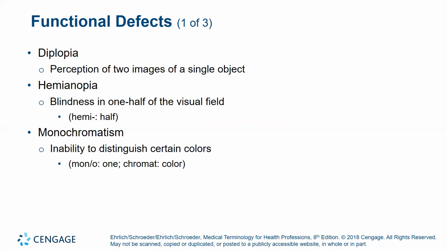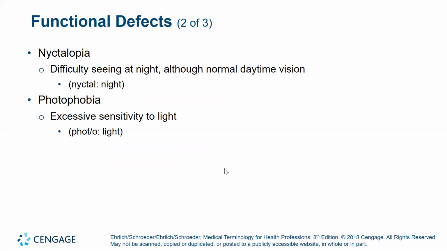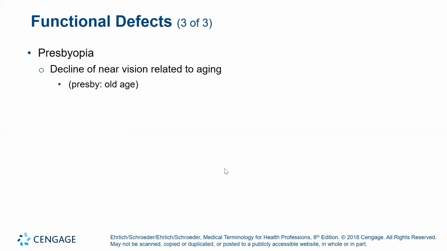Next, we have hemianopia, blindness in one half of the visual field. Hemi is half. And then we have monochromatism. Mono is one, chromat is color, so it's inability to distinguish certain colors. Nyctalopia, difficulty seeing at night. Photophobia, photo is light, so it's excessive sensitivity to light. Presbyopia. Presby is old age, so it's a decline of near vision related to aging.